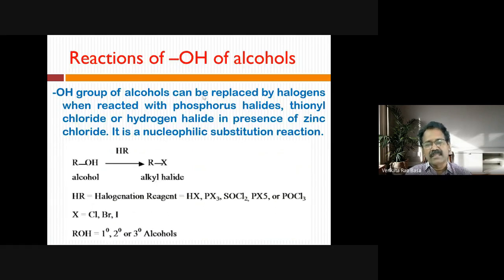Reactions due to the OH of alcohols, where the OH group is completely replaced. The OH group of alcohols can be replaced by halogens when reacted with phosphorus halides like PCl3, PCl5, PBr3, PBr5. You know this reaction very well; you studied this in alkyl halides. Similarly, thionyl chloride, SOCl2, and hydrogen halides in the presence of zinc chloride, ZnCl2, and HCl. It is a nucleophilic substitution reaction. So this is the detailed explanation regarding the reaction of the OH of alcohols. That means the OH group is replaced by a halogen atom.